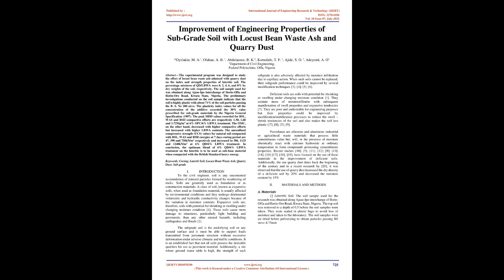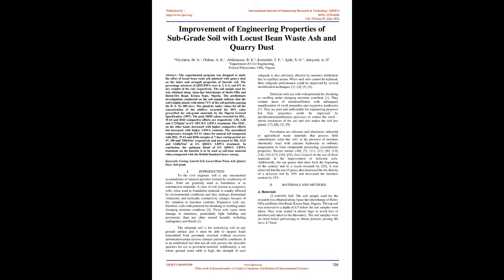The soil sample used was obtained along Ajase-Ipo interchange of Ilorin-Offa and Ilorin-Oro Road, Kwara State, Nigeria. The preliminary investigations conducted on the soil sample indicate that the soil is highly plastic with about 71% of the soil particles passing the BS Number 200 sieve. The plasticity index values for all the concentrations of the additive exceeded the 30% value prescribed for subgrade materials by the Nigeria General Specification, 1997.